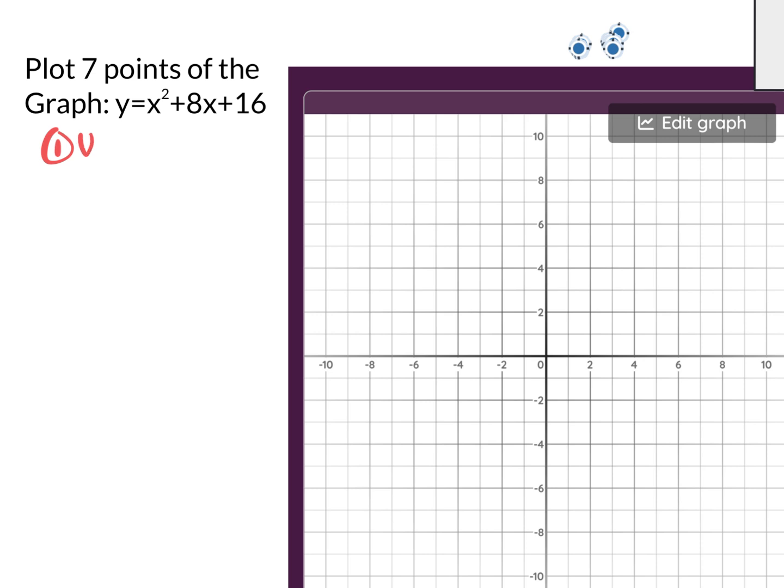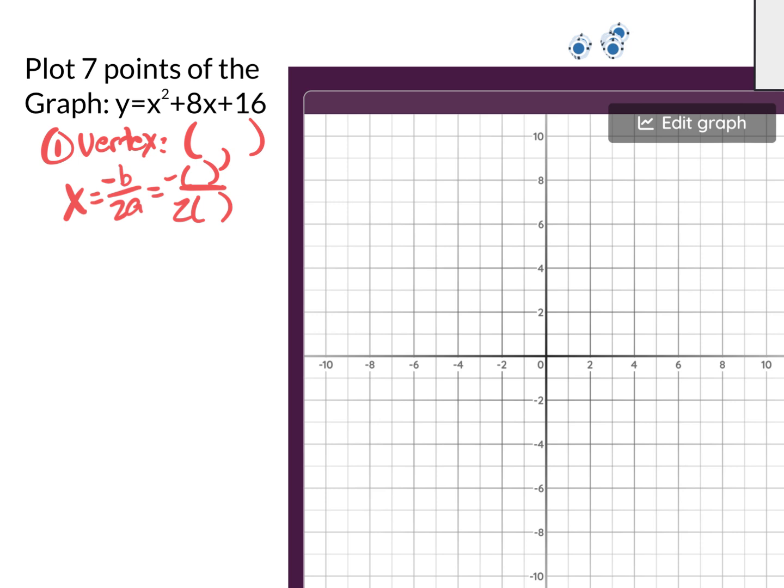And the first thing to do is to find the vertex. And of course, a vertex is a coordinate. And how do you find that coordinate? You're going to use the formula x equals -b over 2 times a. And when you use the formula, please replace your b and your a with parentheses.